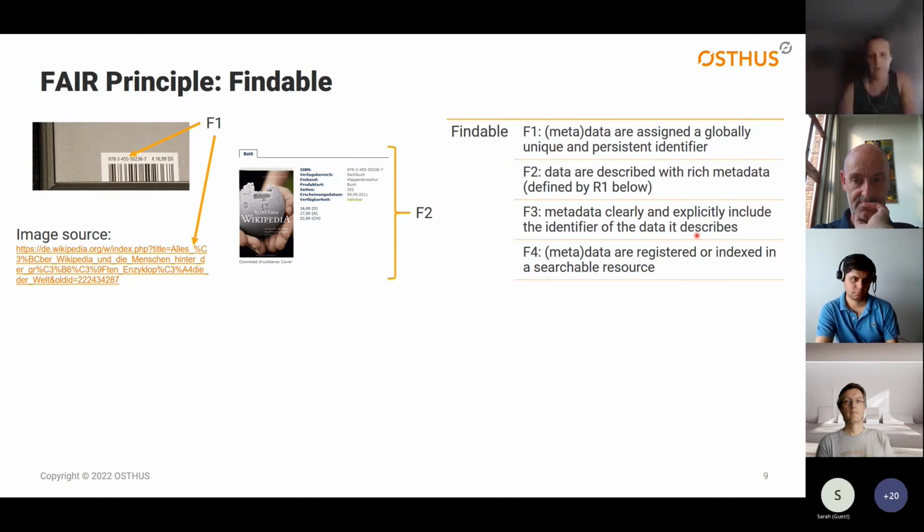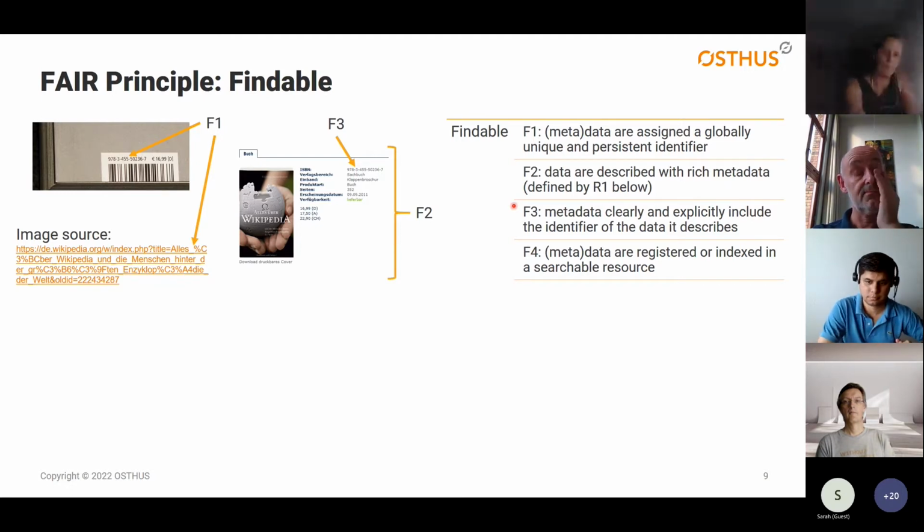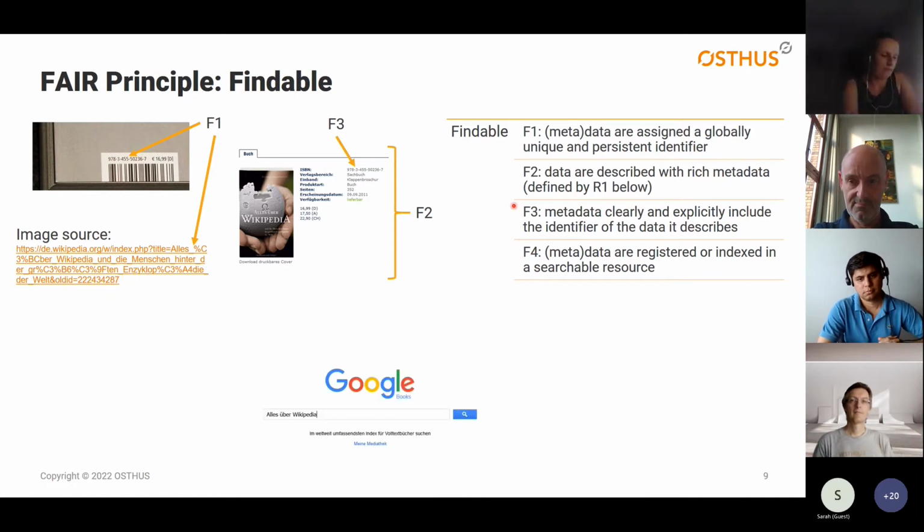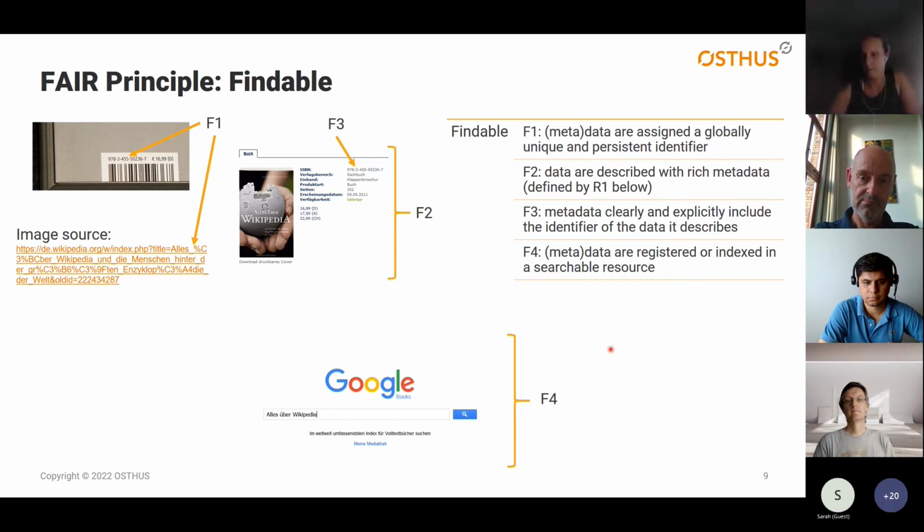F3: metadata clearly and explicitly include the identifier of the data. Sounds technical as well, but it's just a small thing. Where you find the metadata, you also find that identifier so that you can make the link in the end. It sounds simple, but in the end, this can be the important thing that breaks the chain of information, so to speak. And of course, everything can be searched. F4: metadata registered or indexed in a searchable resource. If I want to find books, I can use Google Books or any other bibliography information source. So this is Findable in a nutshell.